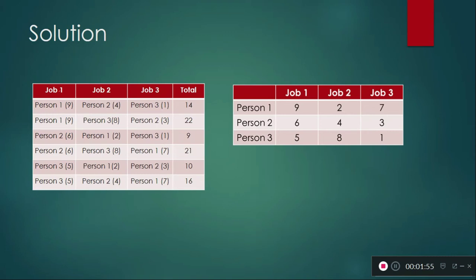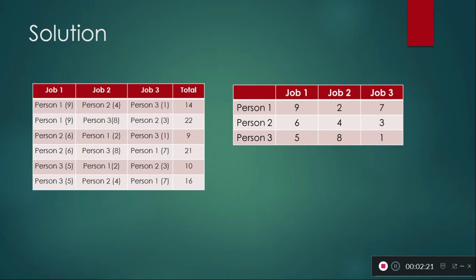Person 1 does job 1 in 9 seconds. From this table I've taken, this right hand side table. Person 1 does job 1 in 9 seconds. Person 2 does job 2 in 4 seconds. Person 3 does job 3 in 1 second. Add them. Add the total amount of time taken. So it comes to 14 seconds. 14 seconds or minutes or hours, whatever you want to call it.